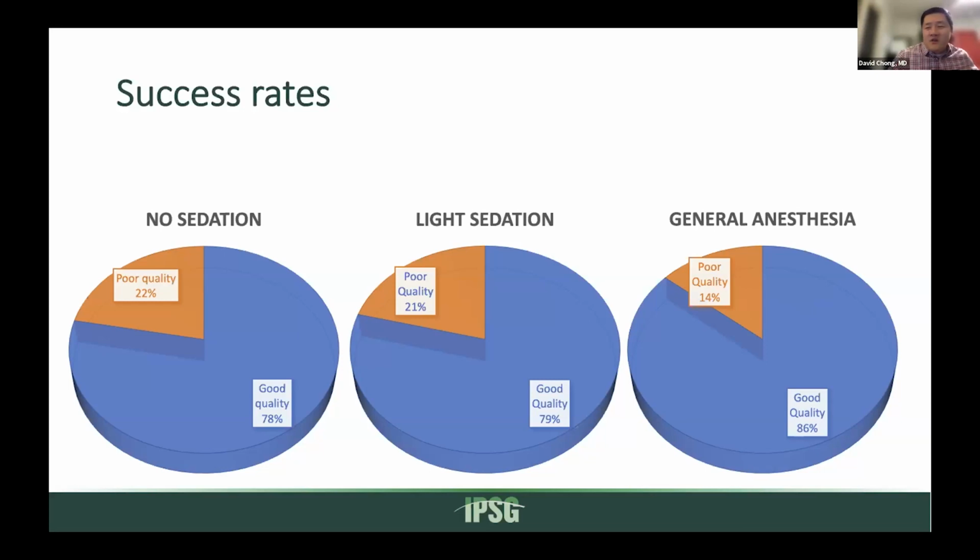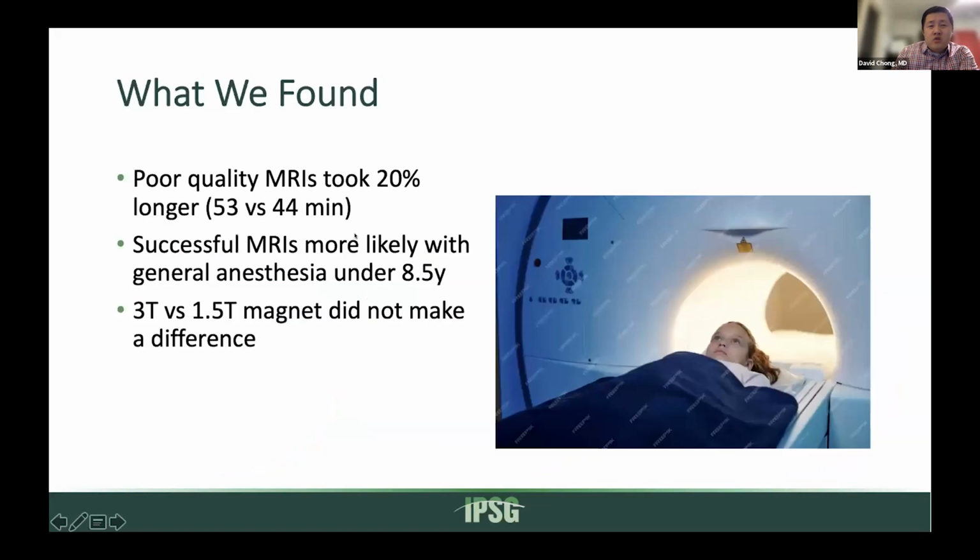So what we noticed is that with general anesthesia, it actually improved our numbers by almost 10%. And so certainly, general anesthesia might always be better from our standpoint to get a better MRI, but that is certainly a risk to the child. And so really we want to know, at what age is general anesthesia worth doing?